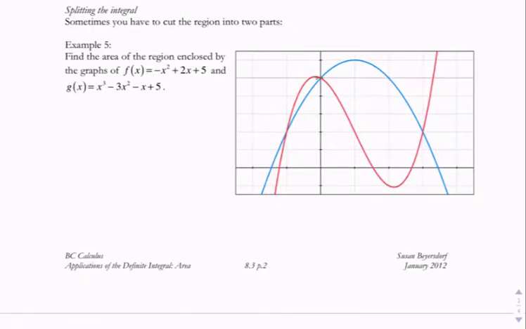Sometimes the area or region is a little more complicated. So in this problem, it says find the area of the region enclosed by the graph of f of x equals this thing and g of x equals that thing. The region enclosed is sort of two parts. It's this part here, but it's also this part here.